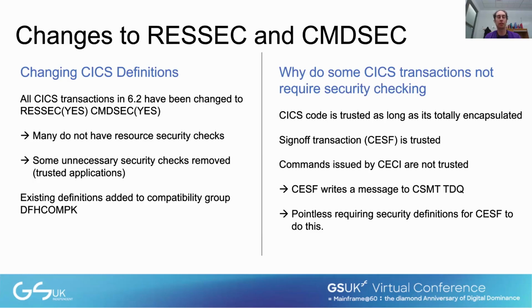And part of what we did was remove unnecessary checks. One of the reasons we can do that is, the example given here is the sign-off transaction that writes a message. That's one of its main jobs. It signs off and it writes a message telling you it's signed off. So you shouldn't need to have authority to be able to write the message out when that's just its purpose. So there's no point in forcing a security check on just writing out that message. Whereas KEKI, for example, well, that absolutely should do all of its checks because there you're issuing any commands you like.